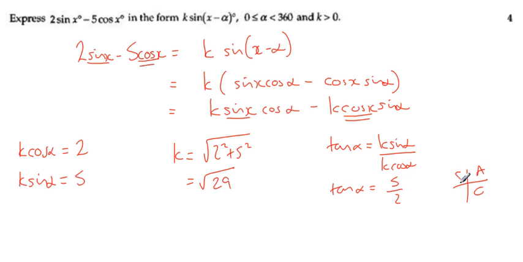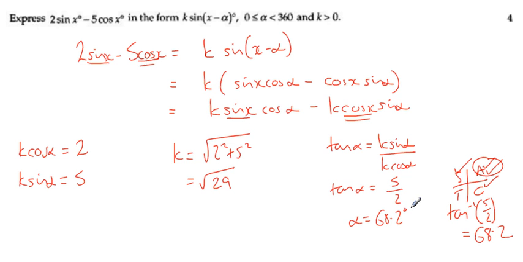Checking our CAST diagram again. Cos is positive, so there and there. Sine is positive, so here and here. So again, we're in our first quadrant, like that. Inverse tan of 5 halves is equal to 68.2. So that means alpha is 68.2 degrees. Okay, so marks again. First is for your expansion, second for your k cos alpha and your k sin alpha, third for your k, and fourth for your angle.